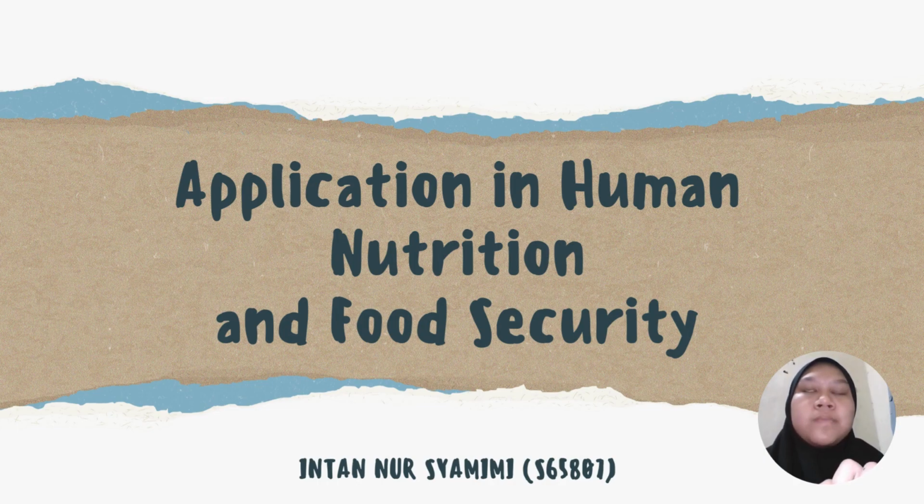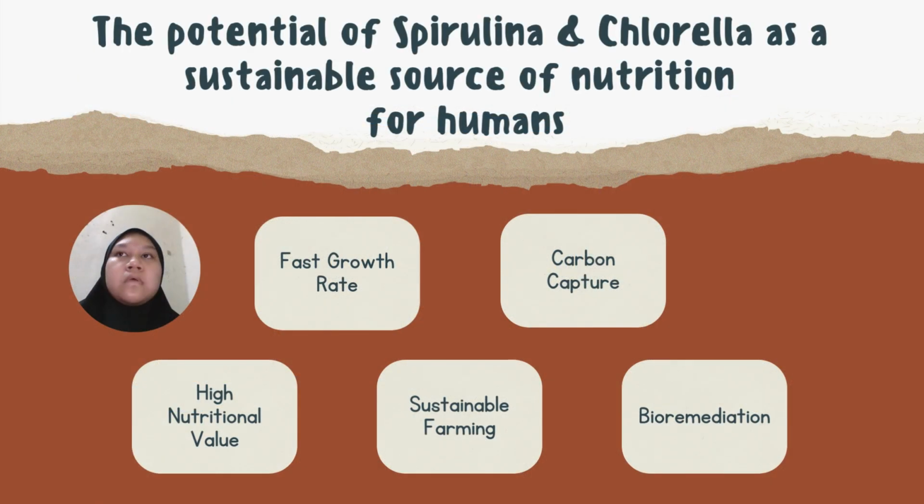Today I will explain about application in human nutrition and food security. Spirulina and chlorella have the potential to become a sustainable source of nutrition for humans because they grow quickly, doubling their biomass in just 24 hours under ideal conditions, which makes them efficient to produce.